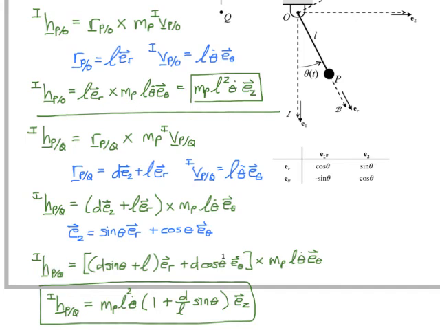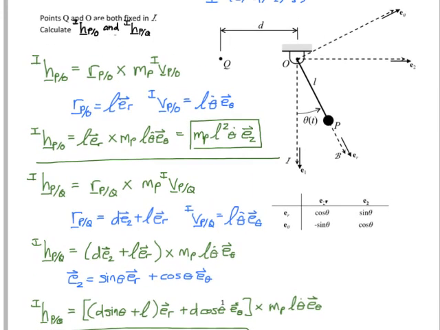And so you should notice that the magnitudes of these angular momenta are different from each other, and they change based on the point with which we're taking them to. So the angular momentum of P with respect to O is m_P L squared theta dot, and then the angular momentum of P with respect to Q, we see that wrapped up in here is the angular momentum with respect to point O, but then it's scaled by this factor of 1 plus d over L sine theta.